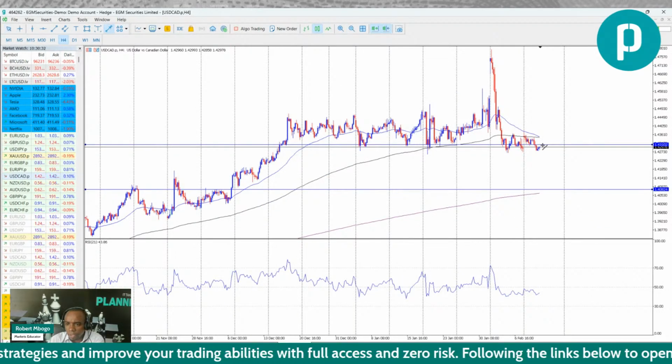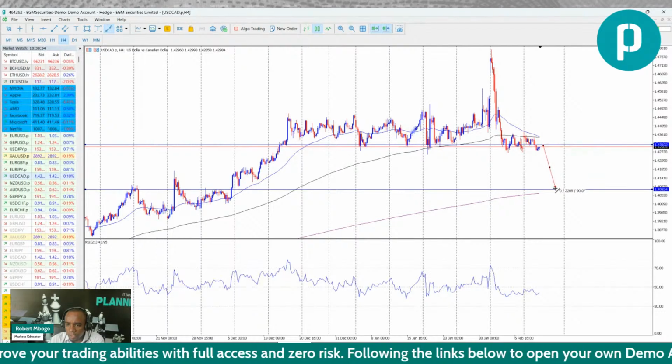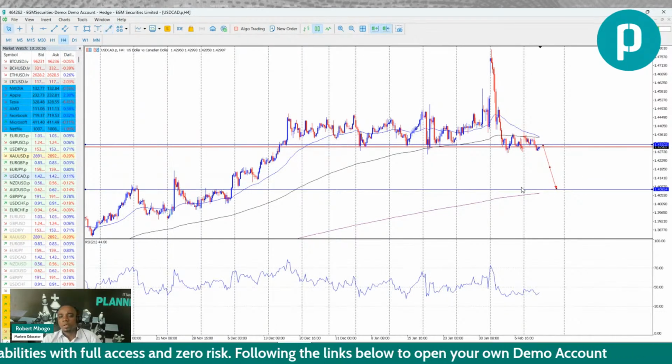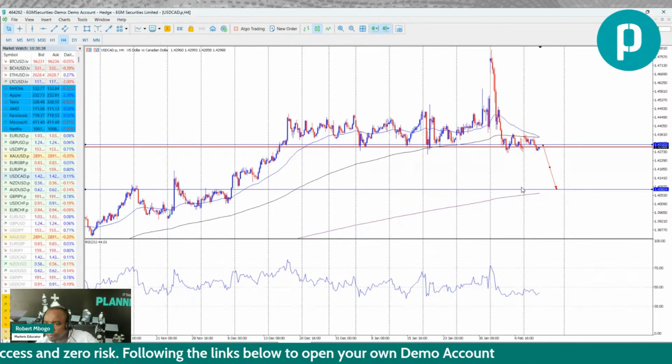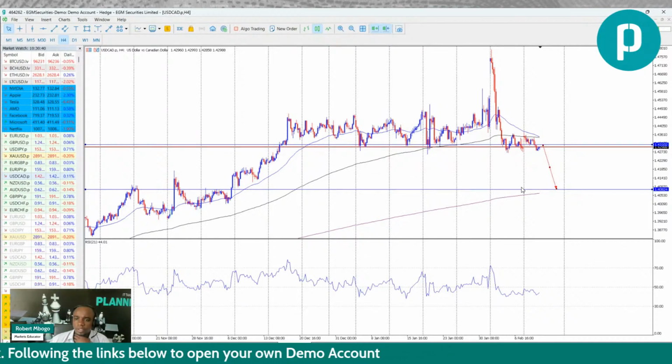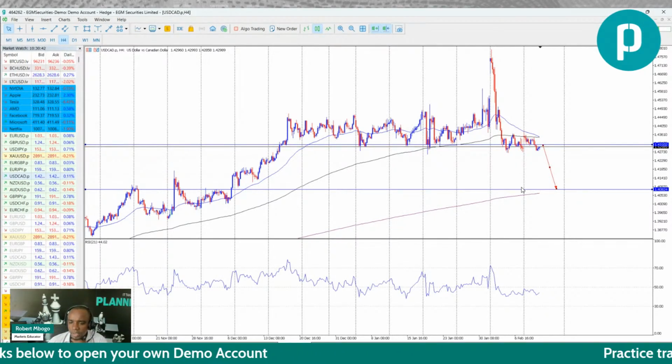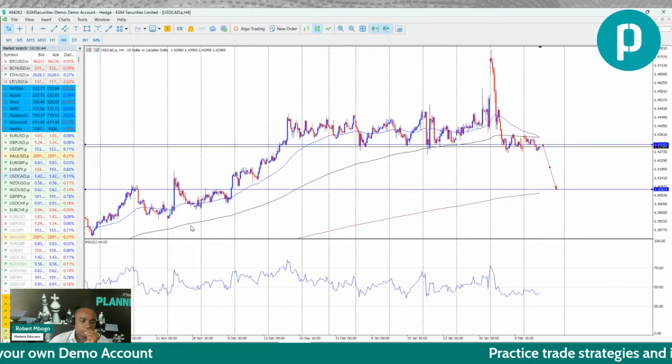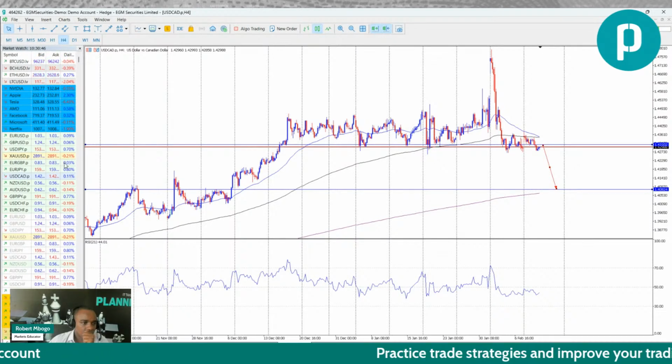So I'll probably be looking for shorts for the next 220 pips from 43.10. 43.10 will probably act as a good resistance before pushing USD CAD down. So that's it. UT 100.